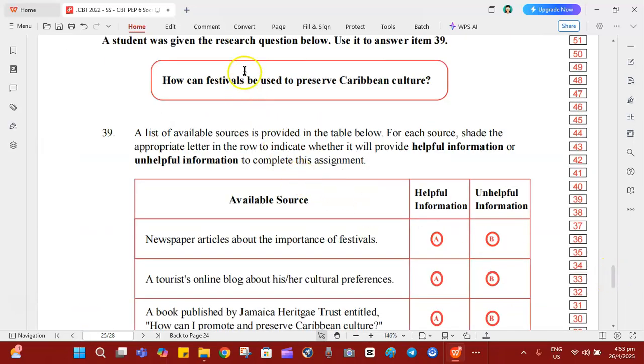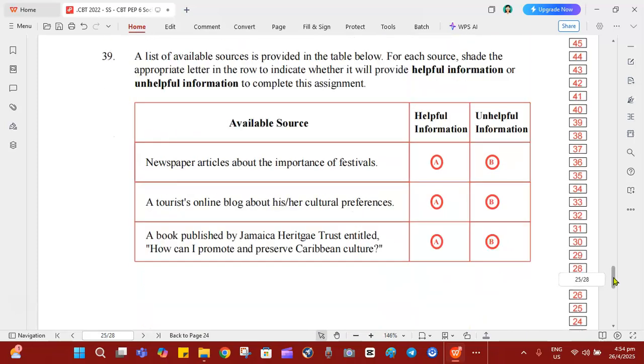39. A student was given the research question below. Use it to answer 39. How can festivals be used to preserve Caribbean culture? A list of available sources is provided in the table below. For each source, shade the appropriate letter in the row to indicate whether it will provide helpful or unhelpful information to complete the assignment. So again, how can festivals be used to preserve Caribbean culture?